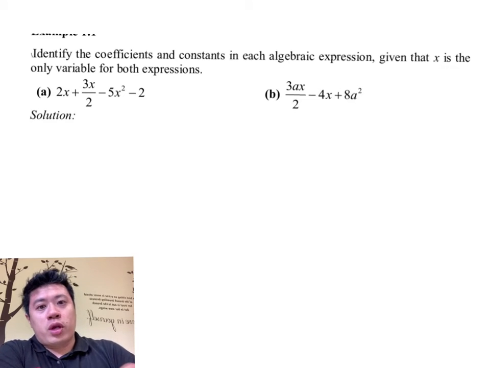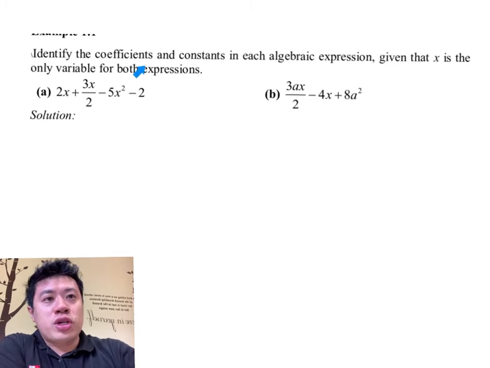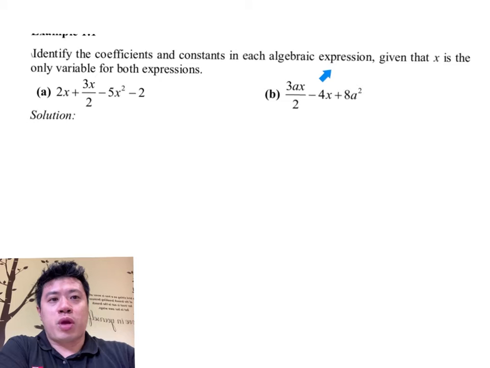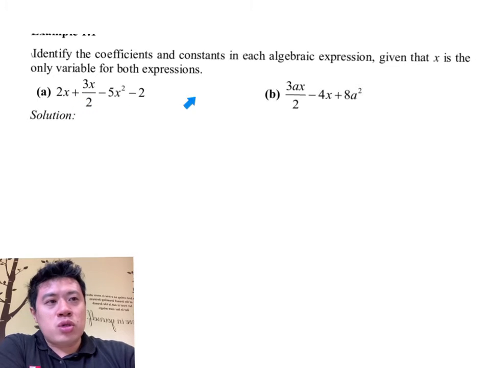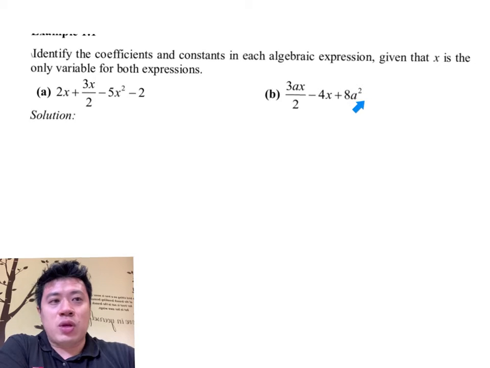Okay, so for this question, we are supposed to identify the coefficients and the constant in each algebraic expression. Note that this one is an expression, there's no equal sign. This is not an equation. Given that x is the only variable for both expressions, take note that if you see letters like a squared, all these are constants. Okay, they are fixed values. The only variable that we're looking at is x.